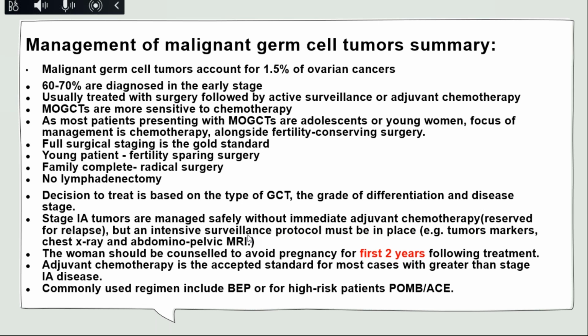The commonly used chemotherapy regimens are BEP or BOMB-ACE. What is BEP? This is bleomycin, etoposide, and cisplatin. And BOMB-ACE is cisplatin, vincristine, methotrexate, bleomycin, actinomycin, cyclophosphamide, and etoposide. I am not scaring you to remember all the drug names, but try to take a glance at the names of the drugs so that if there is any question, you will not miss it.